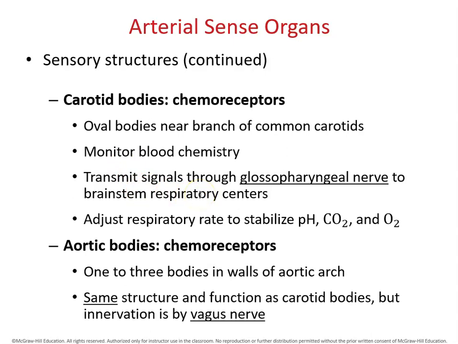It can adjust the respiratory rate to stabilize the pH and the concentration of carbon dioxide and oxygen. Chemoreceptors can also be found in the aortic arch. There are 1, 2, 3 bodies in the wall of the aortic arch. It has the same structure and function as the carotid bodies, but it's innervated by the vagus nerve.